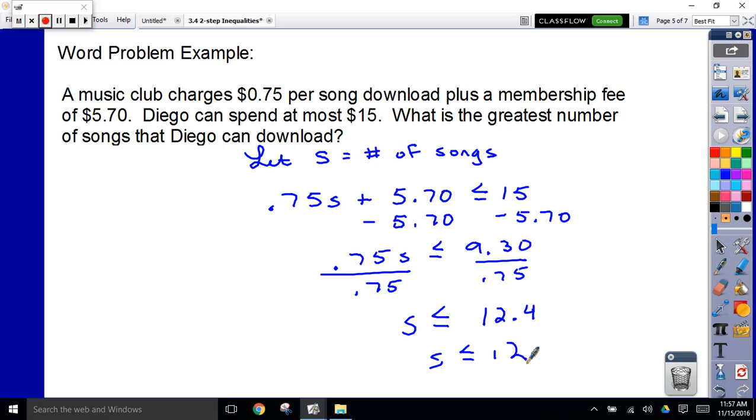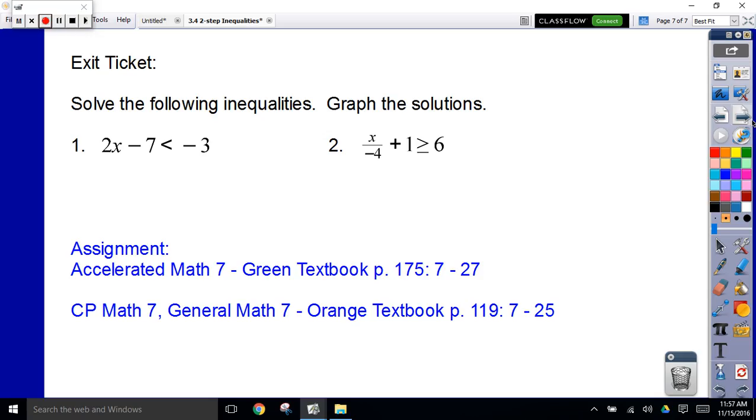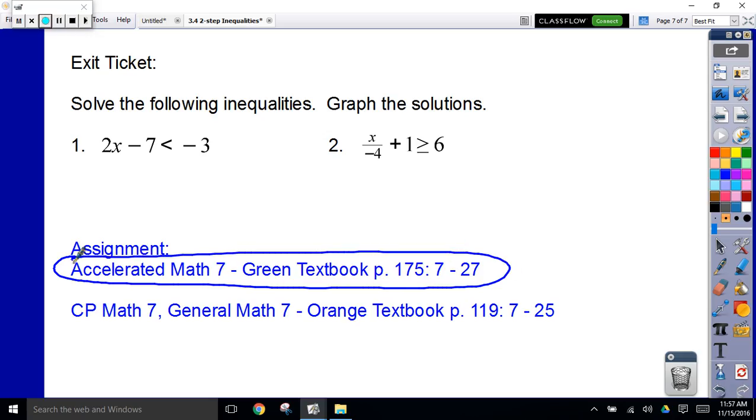Okay, then there's a you try, which we're not going to do. Your assignment, we're also not going to do the exit ticket just because we're short on time, is in the textbook, page 175, 7 through 27.